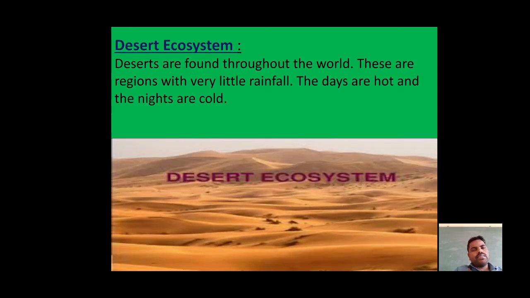Next one, the desert ecosystem. I will give some examples: the Gobi desert ecosystem. Gobi, not the food gobi. This is the name of a desert place. Next one is the Thar desert. In the desert area we can also see different kinds of animals. In the desert places we can see camels, and some other plants.